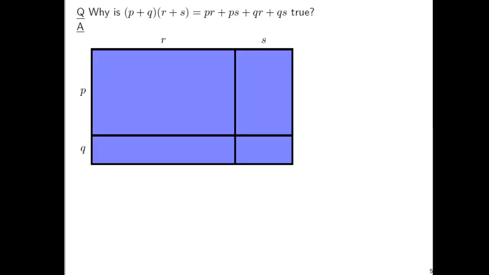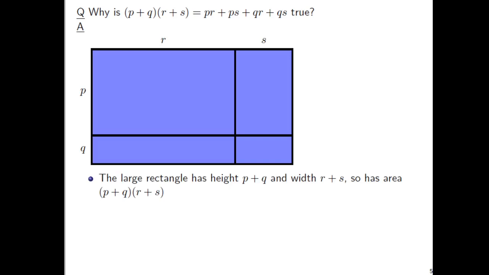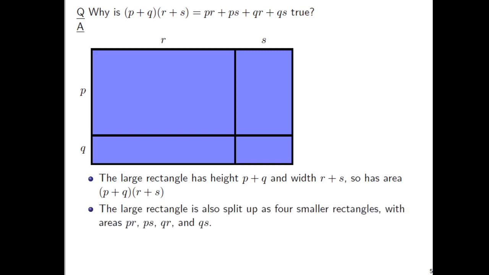Now we can look at another formula that's similar. This is an expanding formula, or some people call it FOIL because of the first, outer, inner, last. This would be a picture that would do it. So the large rectangle has a height of P plus Q and a width of R plus S. So the area is P plus Q times R plus S.